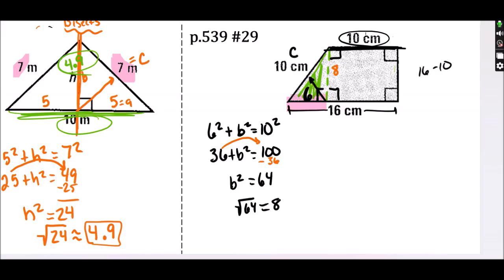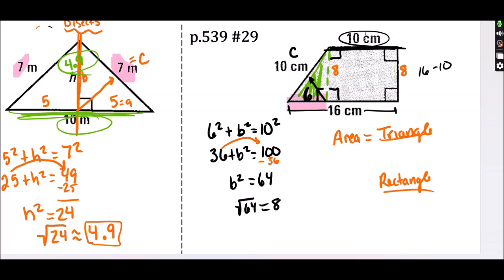Now, if we know that this height of the triangle is 8, we also know that this is 8 over here because it's the same shape stretched across. So then once we get to this point, we're ready to find the area. Now remember, there's two shapes we have to find the area of. We have to find the area of the triangle. We have to also find the area of the rectangle.